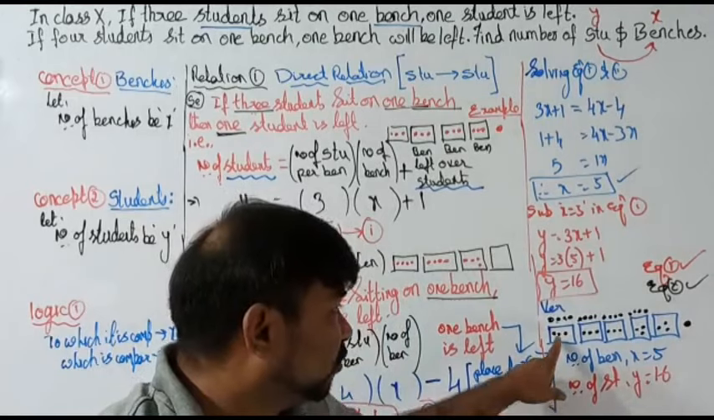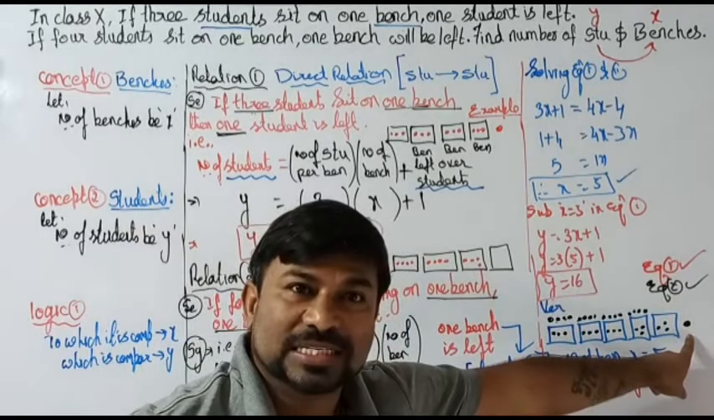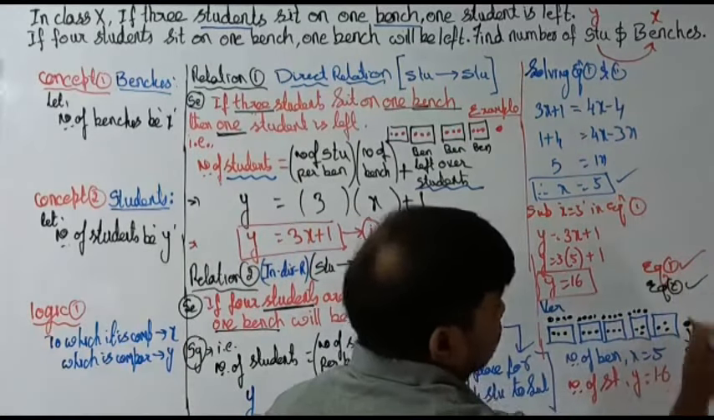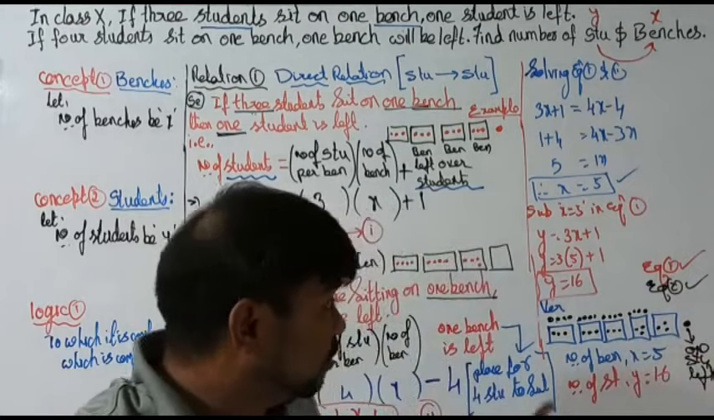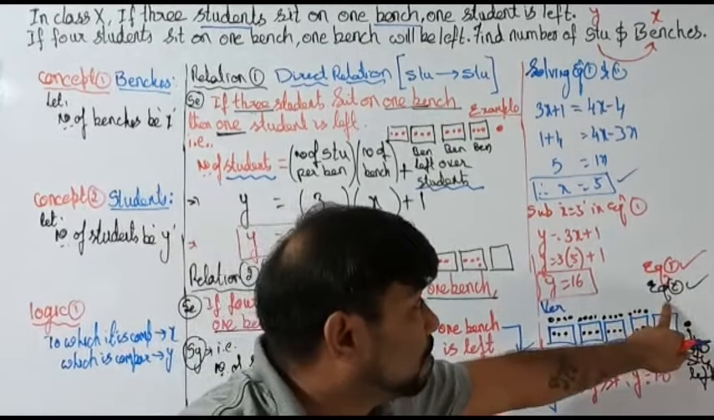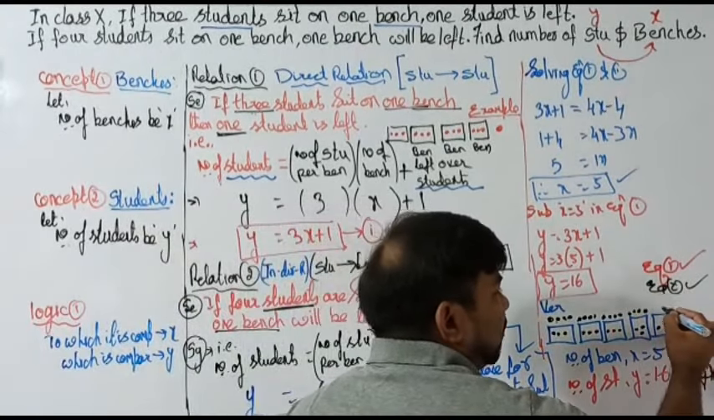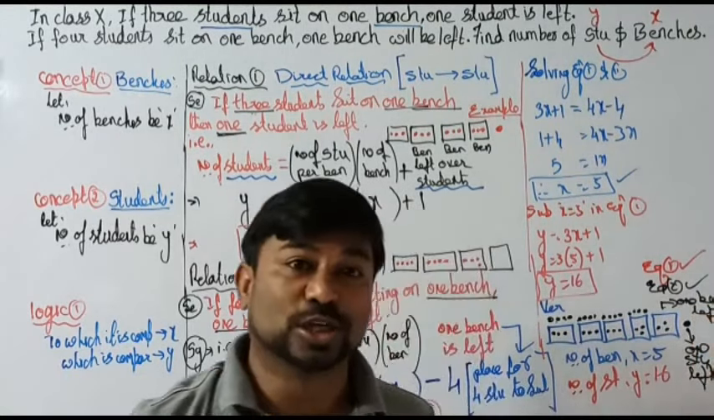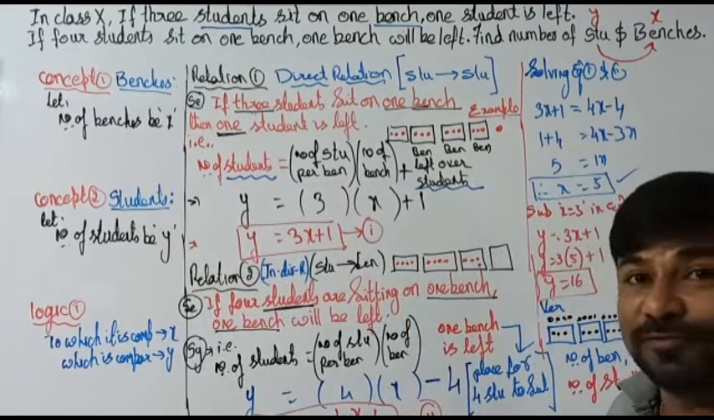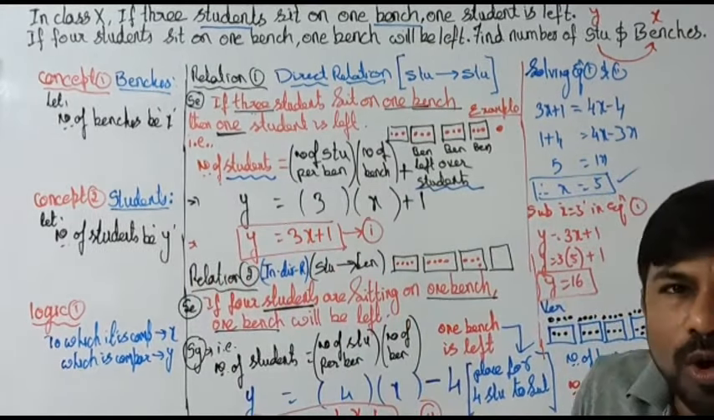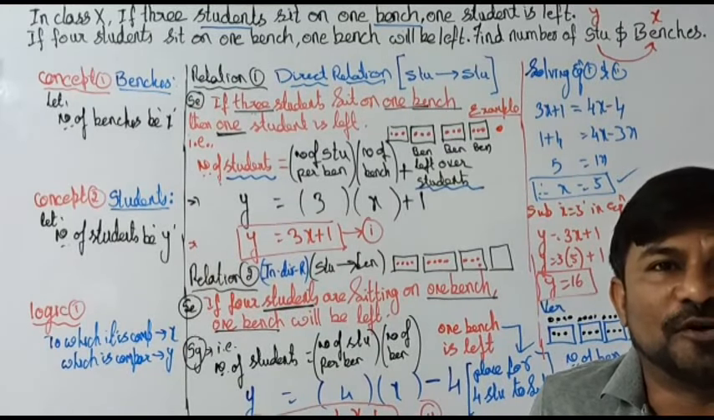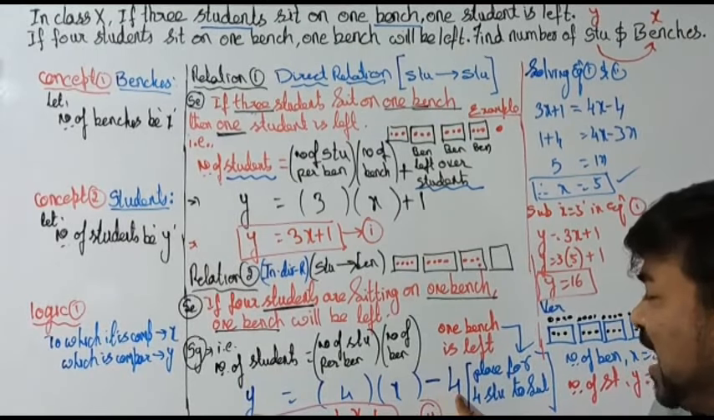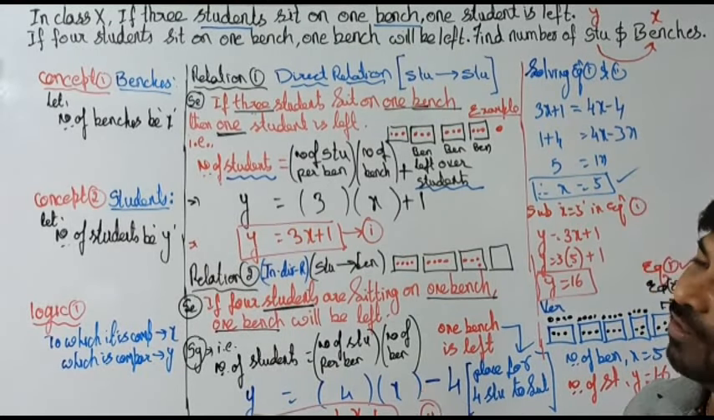Don't get confused. In equation 1, if 3 are sitting on one bench, 1 student is left. In equation 2, if 4 are sitting on each bench, 1 bench is left. Only this is the tricky part. Here itself we have the leftover. 1 bench is left. 1 bench means what? A place for 4 people to sit. So the place for 4 students is left. So we are taking away the place for 4 people from that. There itself we will get it.